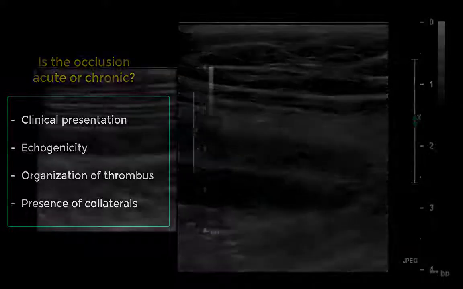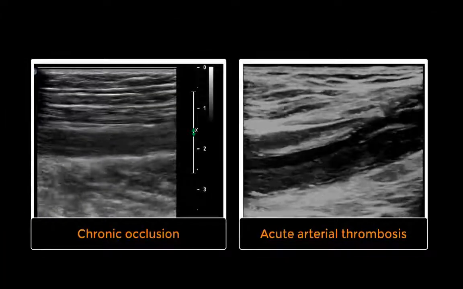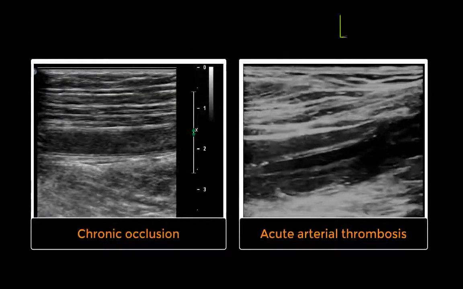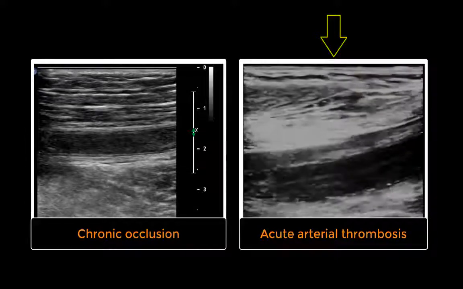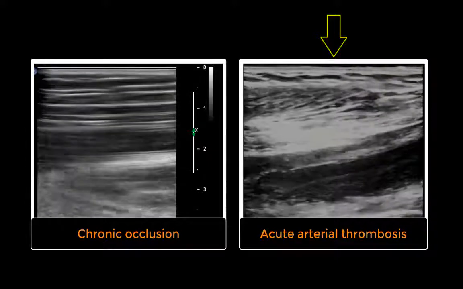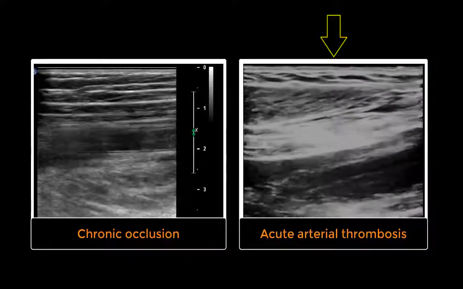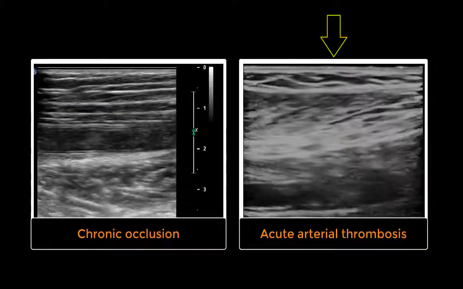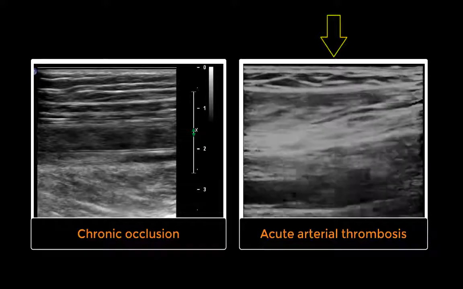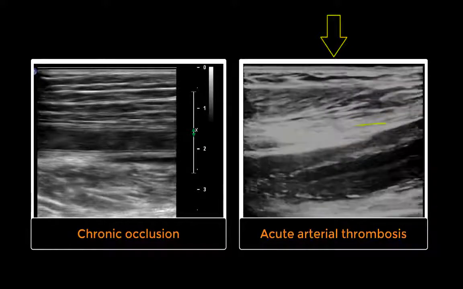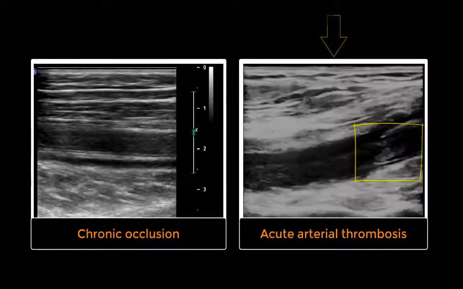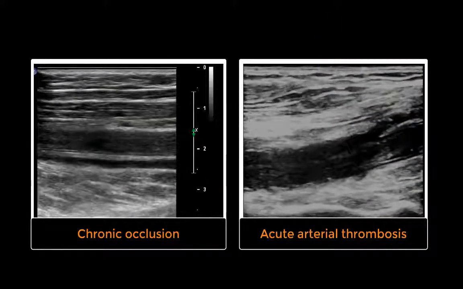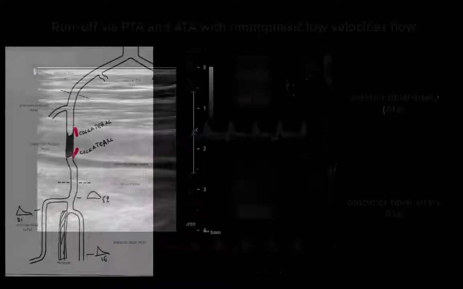In this video, you can see the difference in appearance of a chronic and acute occlusion. In the acute occlusion, the echogenicity is less represented than the chronic occlusion. The thrombus is actually mobile, and you can see that there is an end part of this thrombus that is actually fluctuating within the lumen. Also, the patient presented to A&E with evidence of acute ischemic limb.